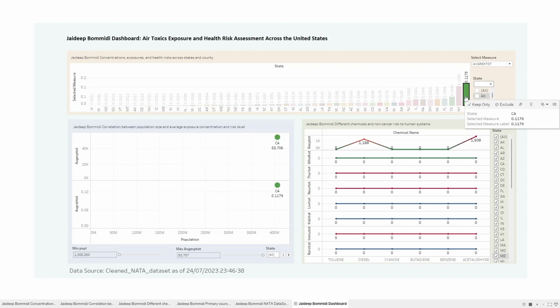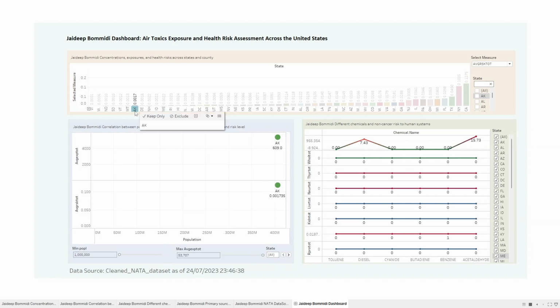Now, for example, if I take California as my first state, I can see here that the respiratory system in California is getting affected a lot, but the rest of the human systems are fine because of the exposure and the concentration levels. Now, one might question why we should take only the highly populated states or highly concentrated toxic places. But let's go to a state like Kansas.